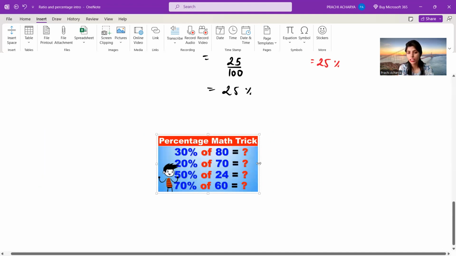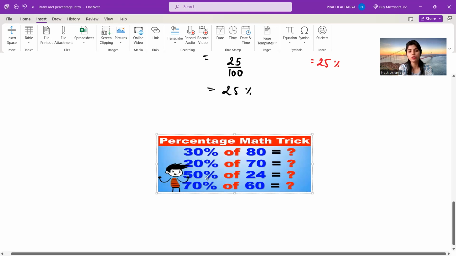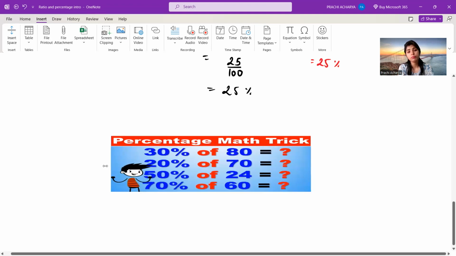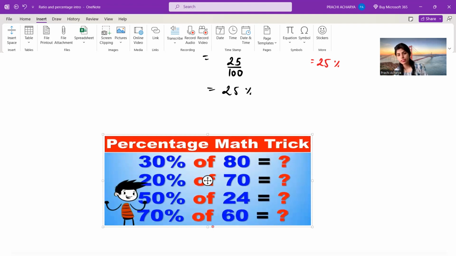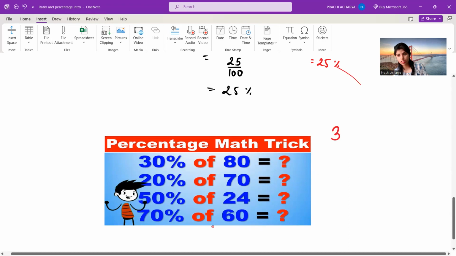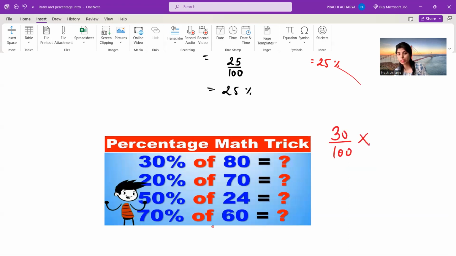Of का meaning होता है you have to, while doing calculations, you have to do multiplication. 30% of 80 है ना? So let me show you this. 30% कैसे लिखना है आपको? Upon 100 of, that means multiplication 80. And now you are ready to do calculations. I hope you will be able to do it.